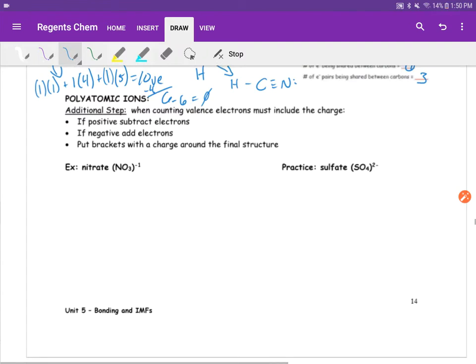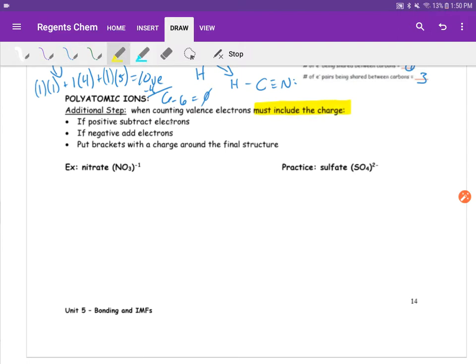Now we're going to talk about these things called polyatomic ions, okay? We'll talk more about those in the next unit. You'll have to memorize some, so be aware of that. This is one additional step: when we're counting valence electrons, we have to include the charge.